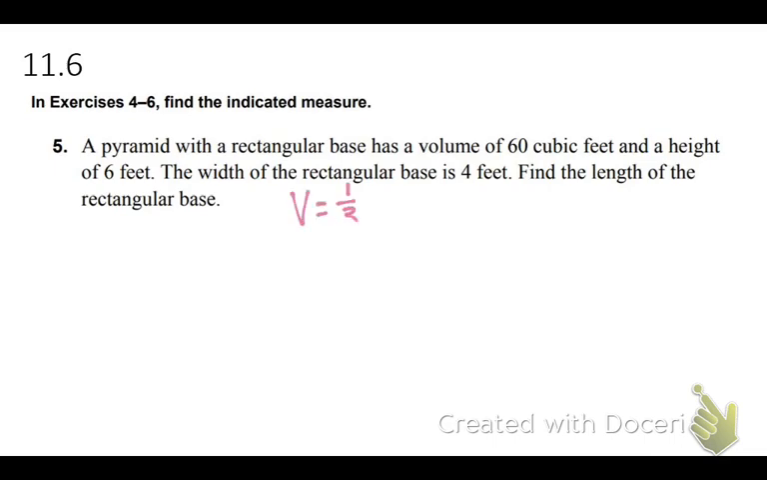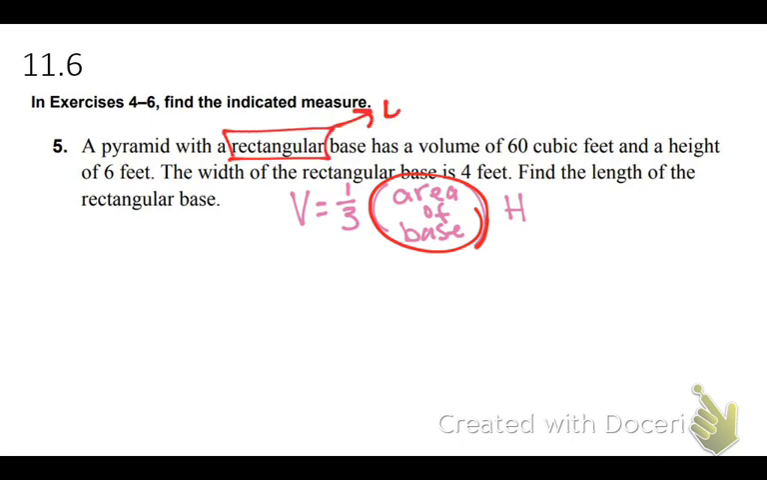We're still going to use the volume formula. So volume is 1/3 times the area of the base times the height. But what am I going to plug in instead of area of the base? Length times width, because the area formula for a rectangle is length and width. So volume equals 1/3 times length times width, and then still times the height.